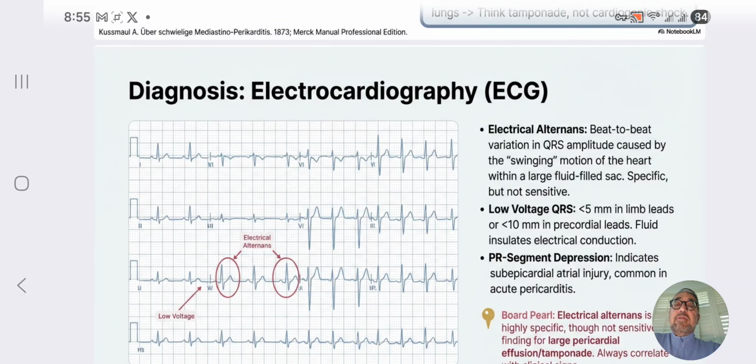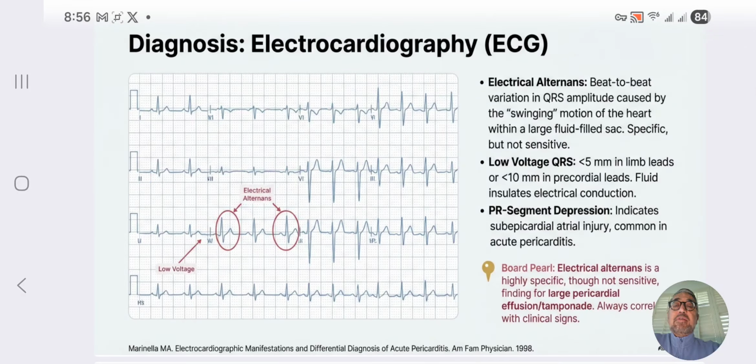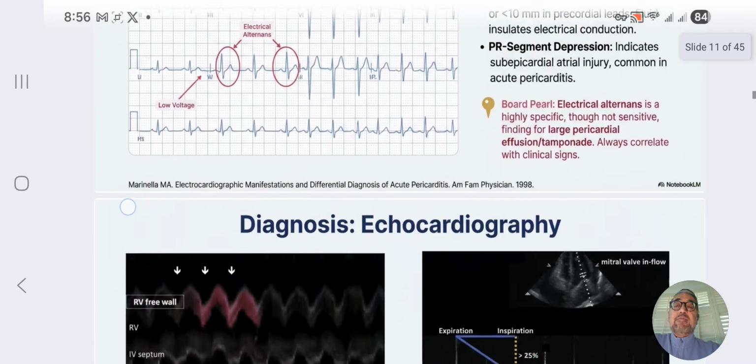In the electrocardiography, there's electrical alternans, with a variation in QRS amplitude caused by the heart swinging in the pericardial fluid. There's PR segment depression. Electrical alternans is highly specific, not sensitive, for a large pericardial effusion.